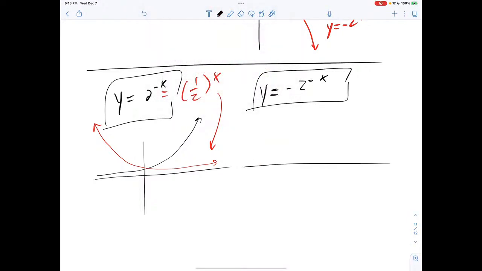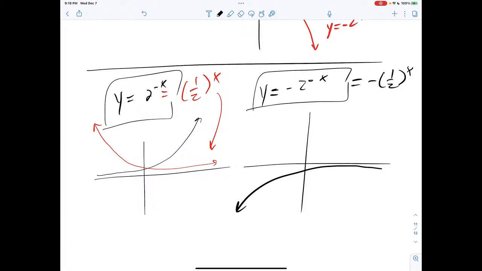So for something like this, this is really equal to negative 1/2 to the x. So you're just going to take your decay function and flip it this way, right? This would be y equals negative 2 to the negative x.